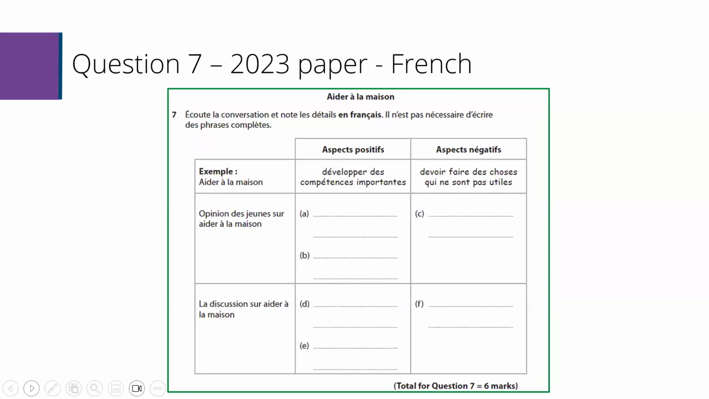Now, question 7 is a question where candidates are going to need to produce a few words in French, Spanish, or German. So they're told here that the text is about helping at home. Listen to the conversation and note down the details in French. It's not necessary to write in full sentences. And this is important too.